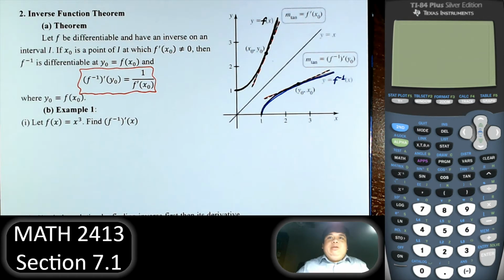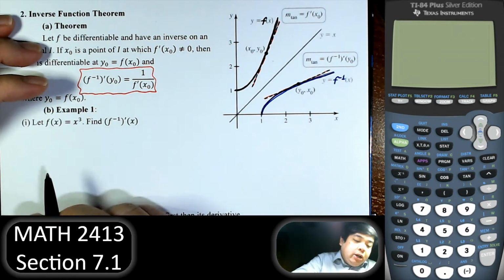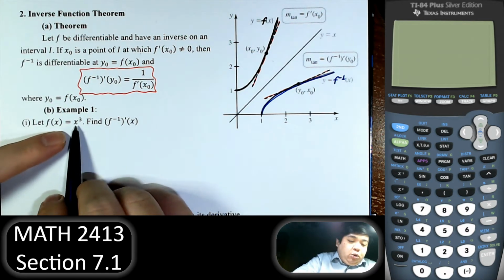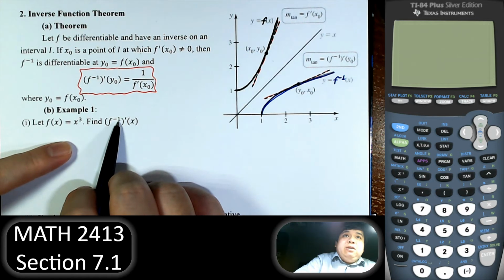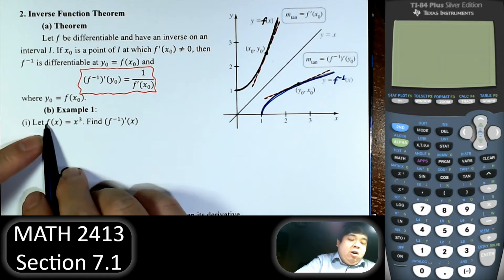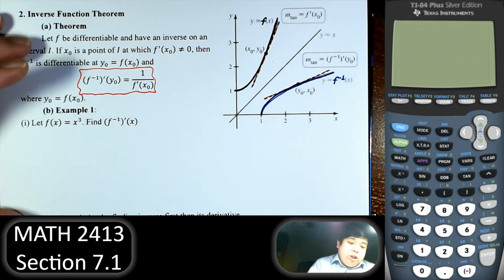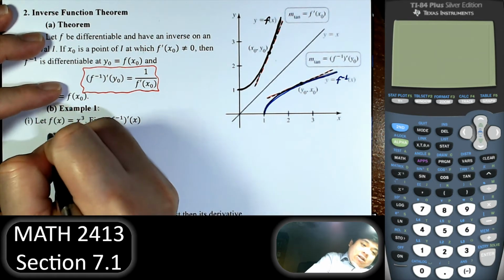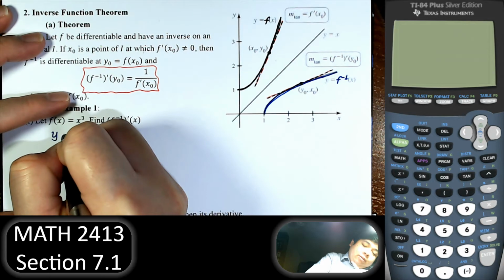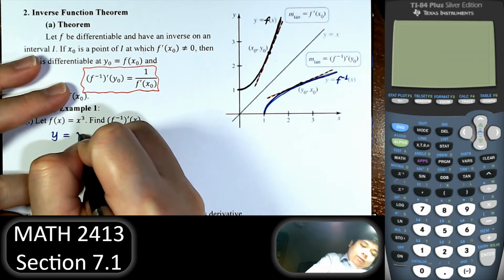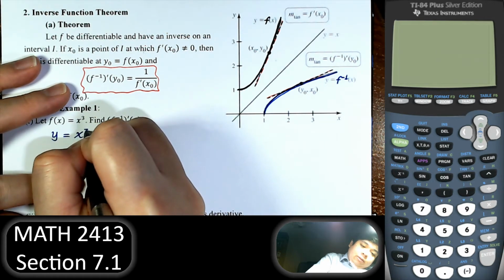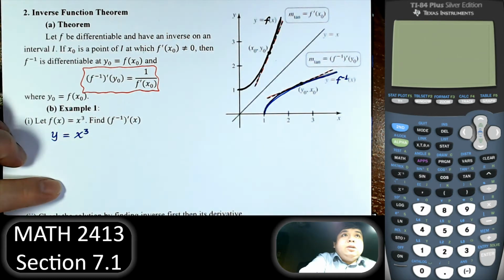So the formula is nice and all, but if we can do it without the formula, it will be better. So let's look at a couple of examples. Alright, so we have f of x equal to x cubed. Find the derivative of the inverse of the function. So this is the way I usually do it. F of x, let that be y.